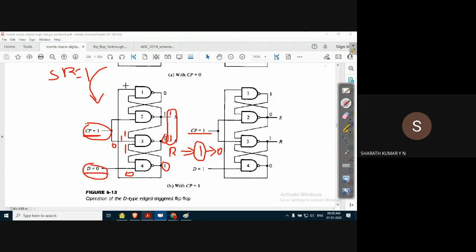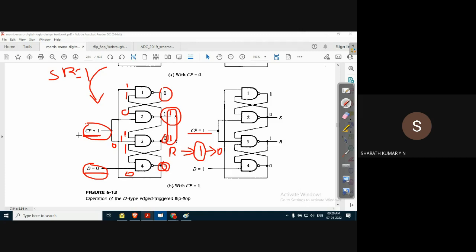First NAND gate, one of the inputs is 1 because there is a feedback from the output of the fourth NAND gate. This is also 1 because S is 1. Initially it was 1. So the output of the first NAND gate is 0. This is 0. S remains at 1. No problem. S remains at 1.